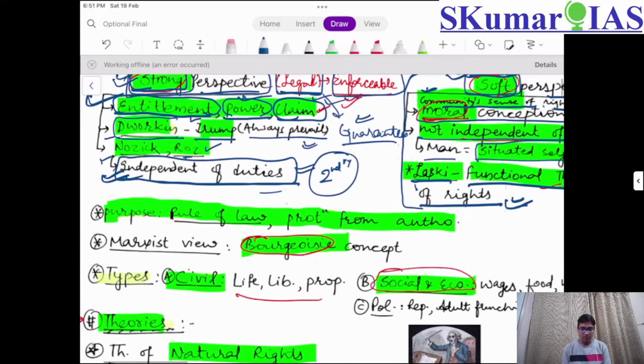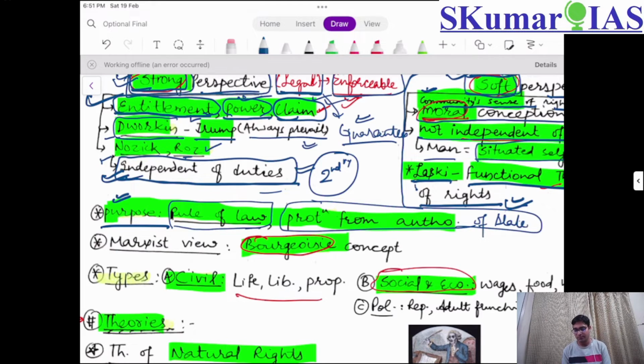Now let us see, what is the purpose of rights? The purpose of rights is rule of law, protection from the authority in general and protection from the authority of state in particular. It is to counter the theory of two swords or the theory of divine rights of the dark ages. So rights are required. The purpose is rule of law and protection from the authority of the state.